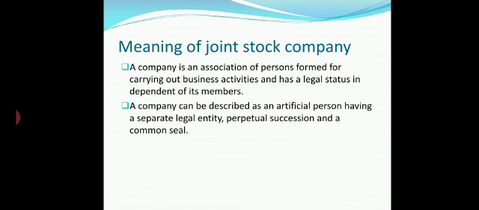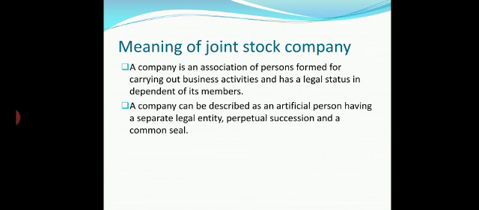A company can be described as an artificial person having a separate legal entity, perpetual succession and a common seal. Company is not a natural person, but we call it an artificial person which has a separate legal entity. So once the company is registered with the registrar of companies, it gets an incorporation certificate, or we also call it a registration certificate. So once the certificate is received by the company, or once the company is registered, the company will get a separate legal existence, or will become a separate legal entity.